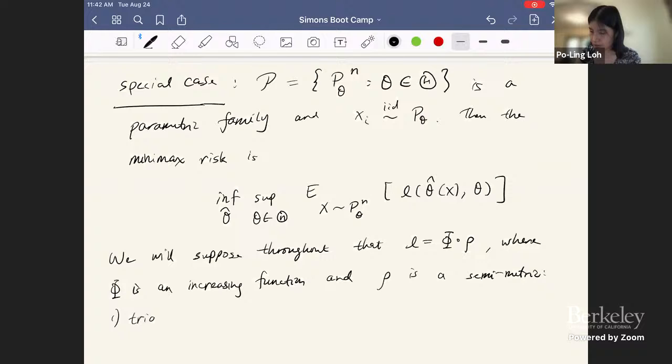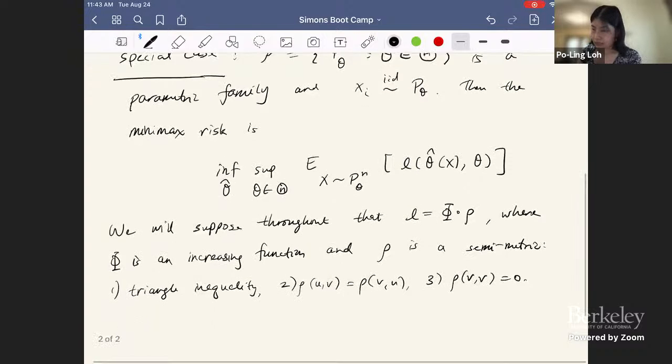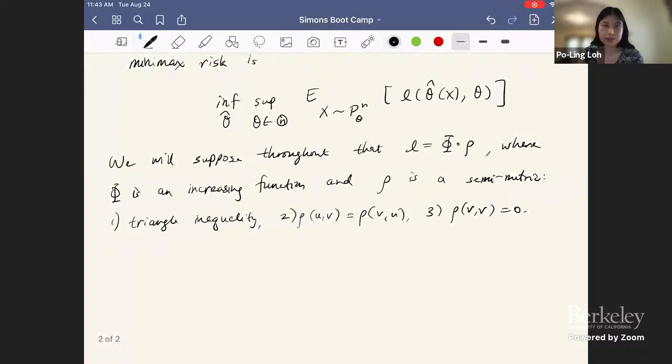So it satisfies the triangle inequality. It satisfies symmetry, so rho of u, v is equal to rho of v, u, and also rho of v, v is equal to 0. Okay, the reason why we do this in more generality is that, for instance, we might want rho to be some sort of a norm, which satisfies the triangle inequality, and then phi is equal to the square. Because, for instance, maybe we want to measure these risks in terms of the squared L2 norm. And we will need to apply a triangle inequality, but we can't do it directly on L.